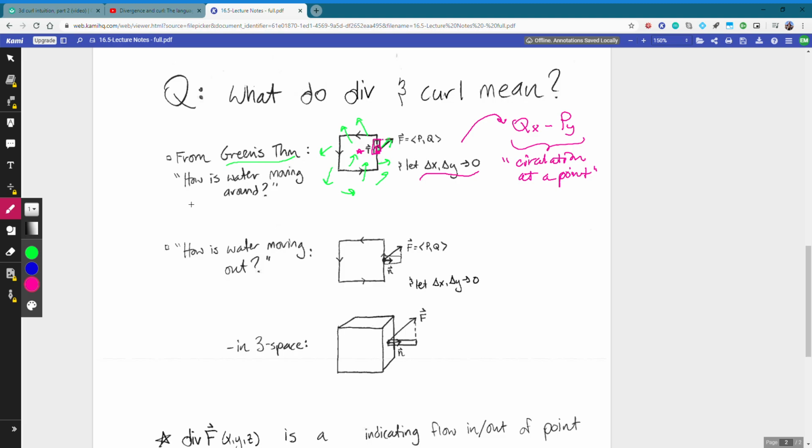Well, if we change our question now from how is our water moving around to how is our water moving out, well, now at each point we're not interested in the tangential component of our green vector field vector, right? That's showing us how our water is moving. So let me try and draw the same vectors as above.